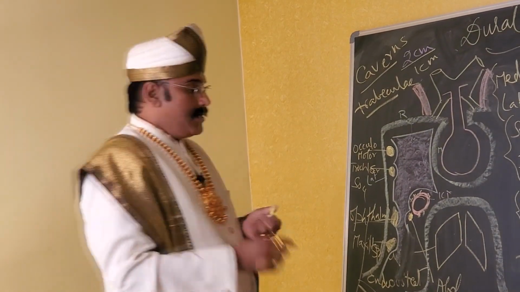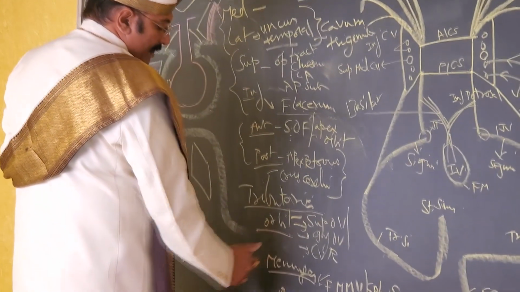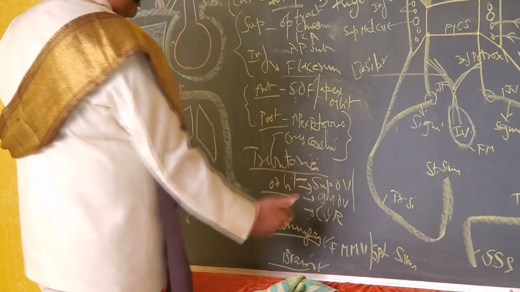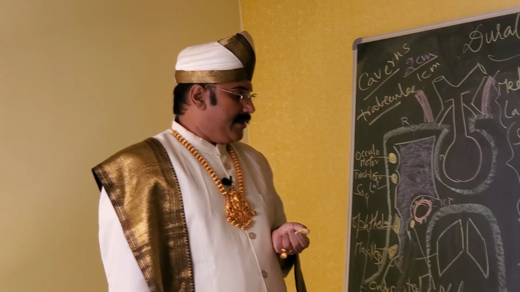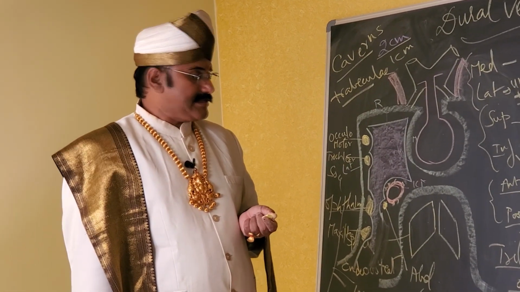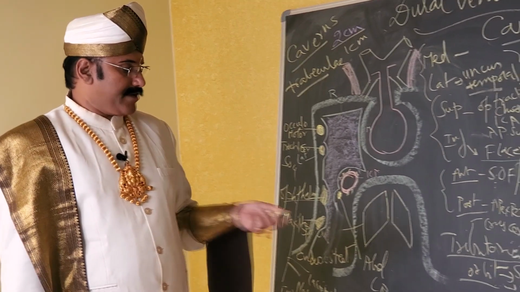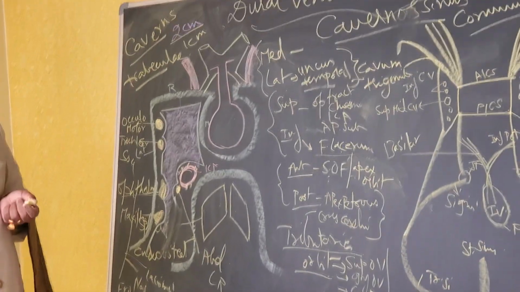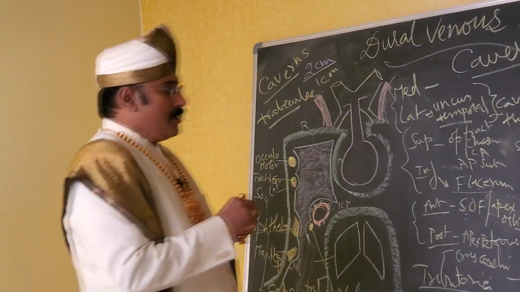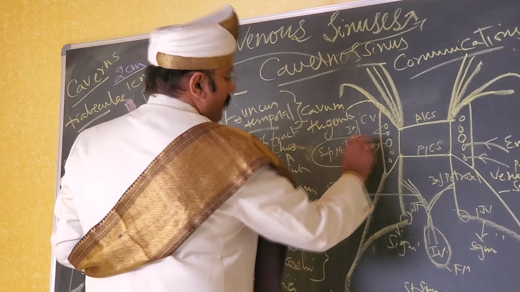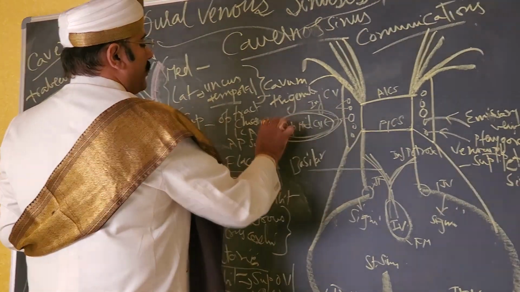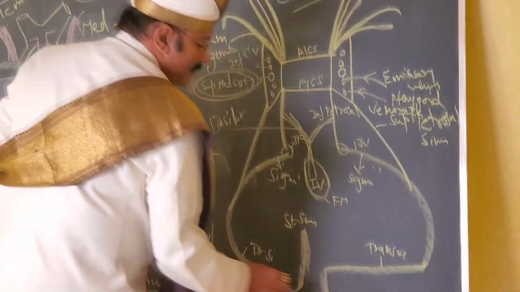Coming to the tributaries, from the orbit, meninges and brain, it has separate tributaries. From the orbit, it is the superior and inferior ophthalmic veins with the central retinal vein. From the meninges, it is the middle meningeal veins or the sphenoparietal sinuses which drain as tributaries of the cavernous sinus. From the brain, it is the superficial middle cerebral vein and the inferior cerebral vein. Please understand, the superficial middle cerebral vein drains into the superior sagittal sinus.